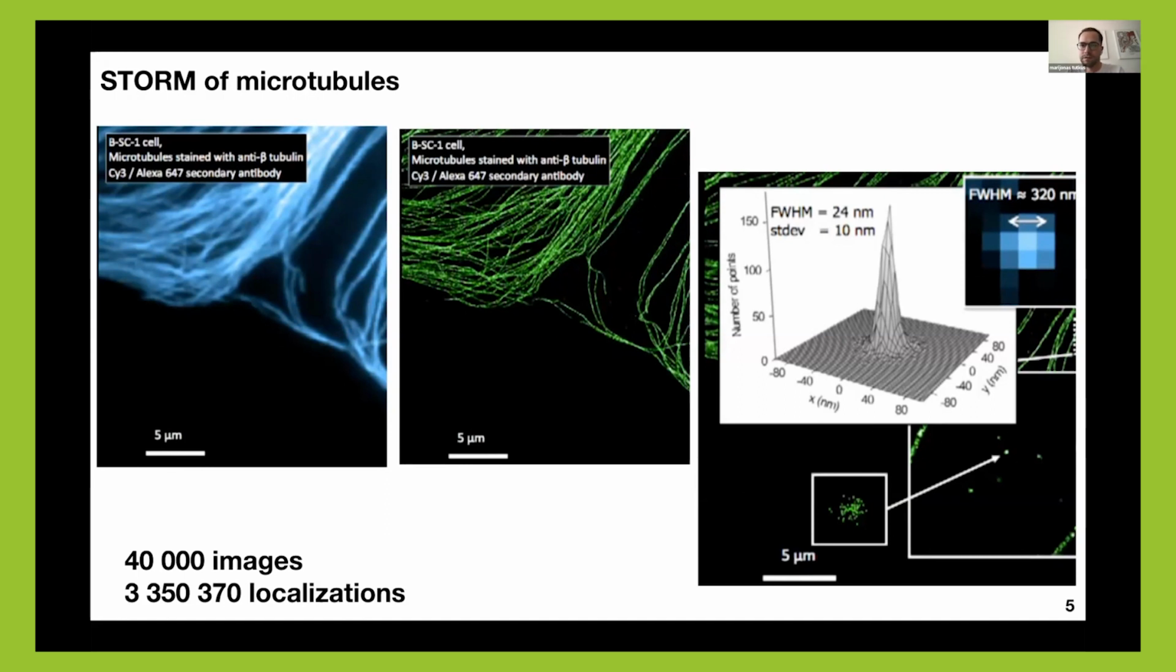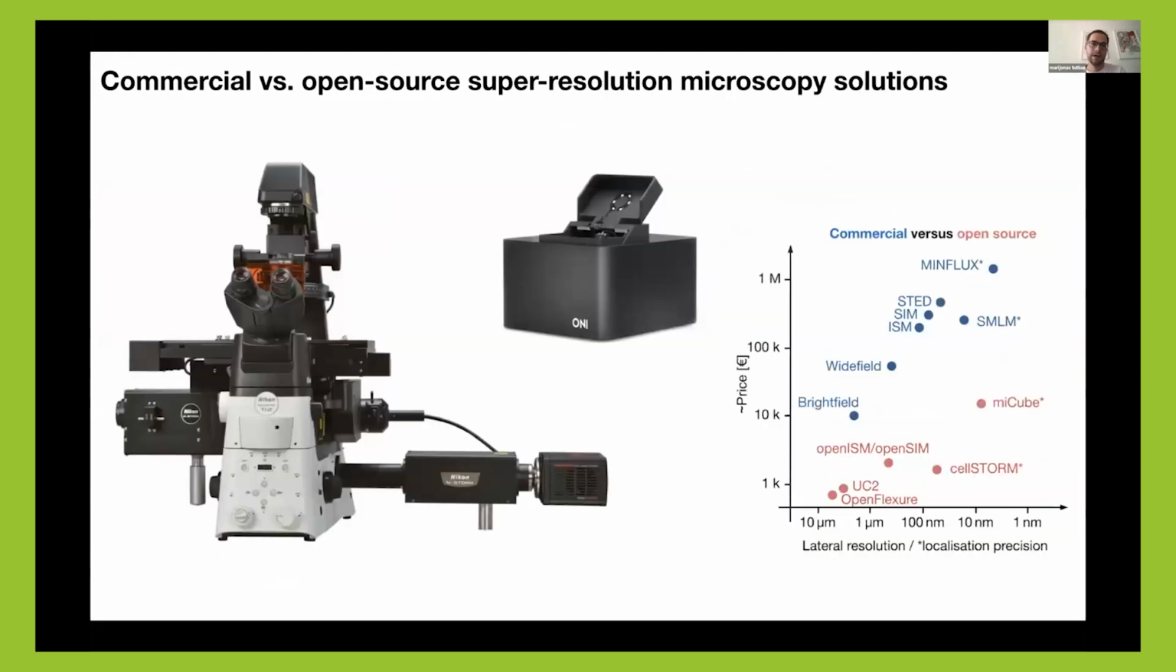The way we estimate resolution is slightly different. We would use FRC, Fourier ring correlation, but nonetheless, this is a good approximation. In order to collect such images, we had to record 40,000 images and then do 3 million localizations. So we can understand that data analysis is also tough here, and we have to speed it up a lot if we want to see the data visualized quickly after the experiment.